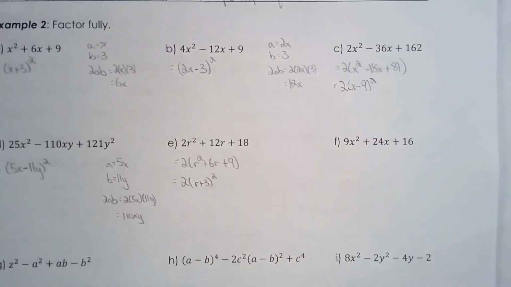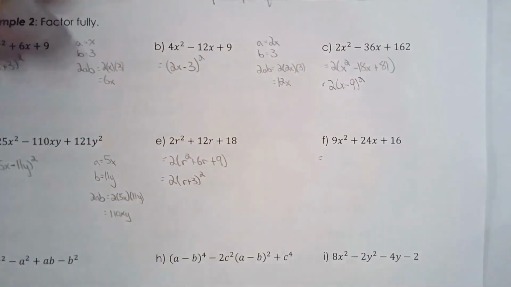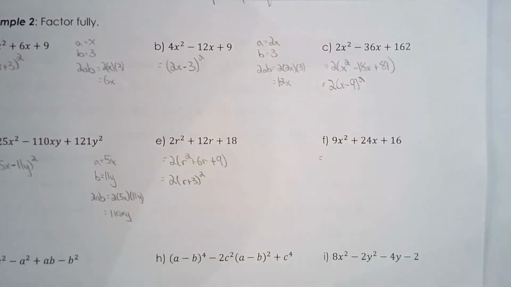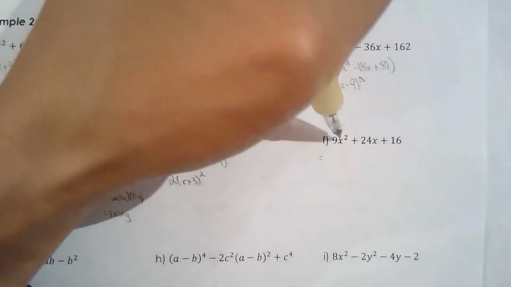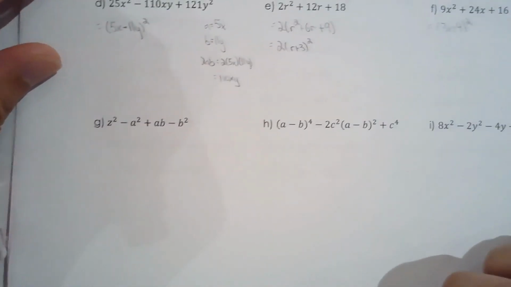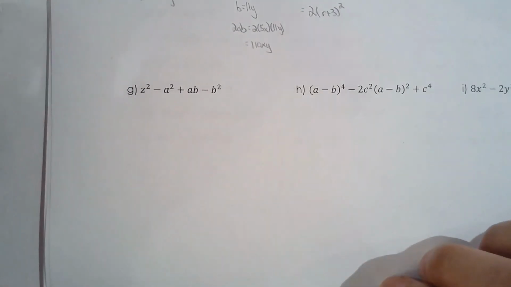All right, here. Is this one? Let's see. 3x times 4 is 12x. 12x times 2 is 24x. Absolutely, perfect square trinomial. Once again, I got very suspicious once I saw 9x squared and 16. 3x plus 4 all squared. Beauty.